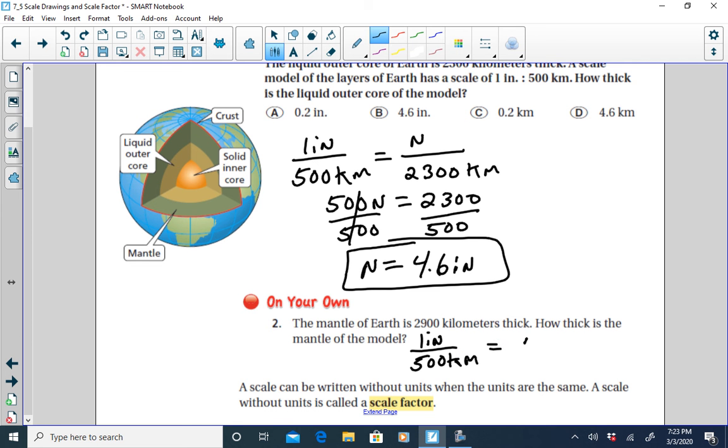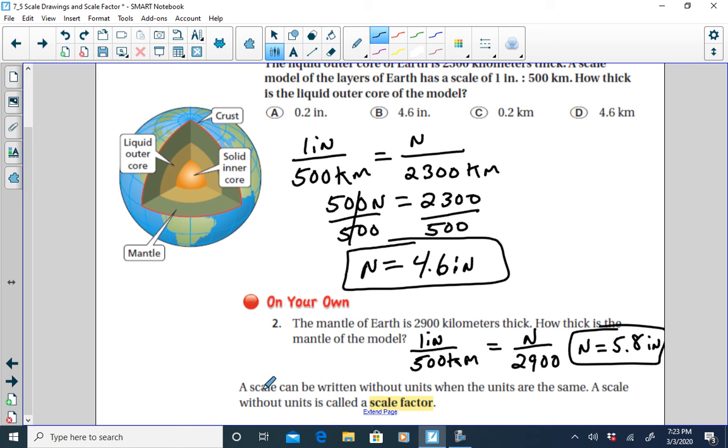And then we have n over 2,900. When we cross multiply and divide, we wind up with 2,900 divided by 500. We wind up with 5.8. So n is going to be equal to 5.8, and those are inches.